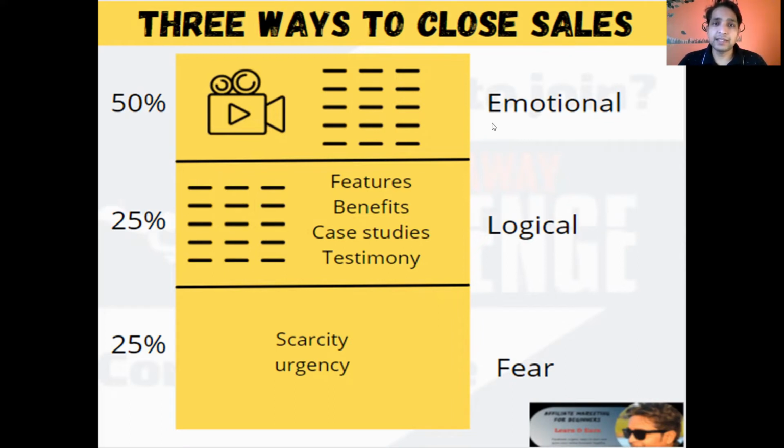The second part will be the logical part, where they will tell all the logic of why you should buy that product. 25% of sales come from that logical reasoning, or you can say logical closing. And apart from that, 25% of people will buy out of scarcity, fear or urgency. When you say that this deal will be closing soon, or maybe it is only for today, or only for tomorrow, the remaining 25% of deals close due to that fear, scarcity or urgency.